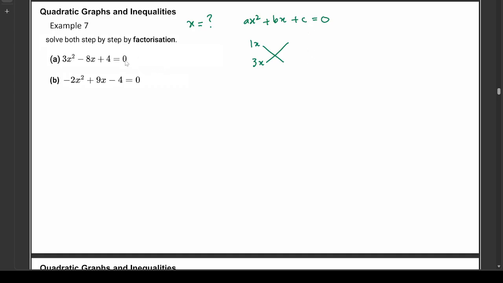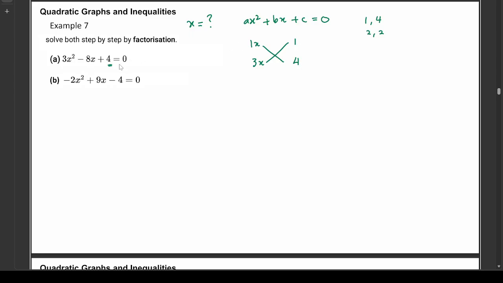Okay. Then you look at the C term. C is just a number without x. In this case it is 4. And you need to split 4 into the factors. What are the factors of 4? 1 times 4 is 4. 2 times 2 is 4. Okay. So you need to try, right? You can try 1 and 4. And when you multiply 3x times 1, you get 3x. 1x times 4, you get 4x.